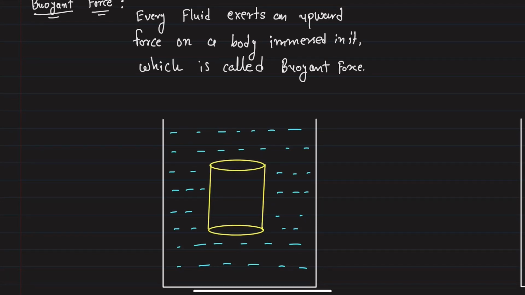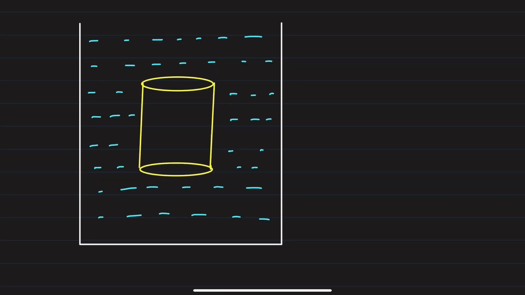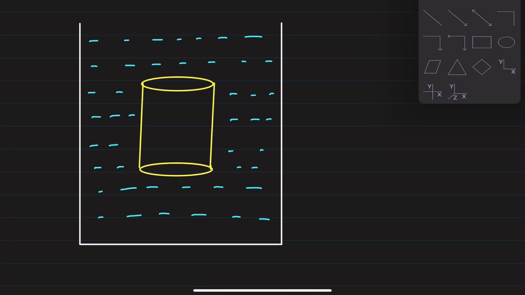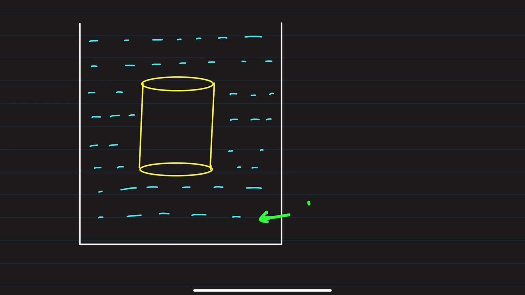What is buoyant force? Every fluid exerts an upward force on a body immersed in it, which is called buoyant force. Let's understand the derivation of the buoyant force. Here we are taking a container which is filled by a fluid of density d. The density of fluid is d. You know the gravitational acceleration is g.